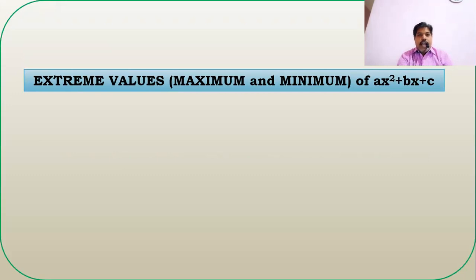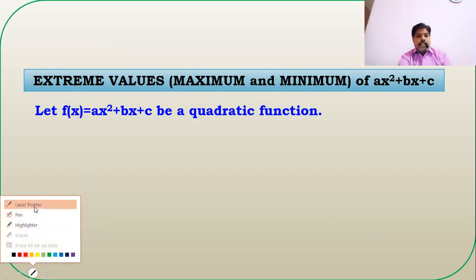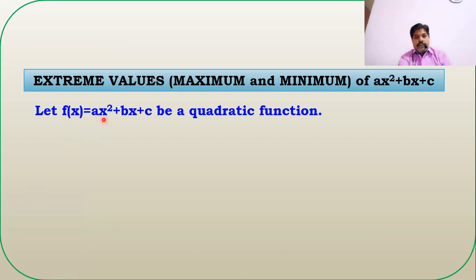So here I am giving some points, and the main points are here. I will explain the remaining terms in the next slides. Okay, so see that first. Let f of x is equal to ax square plus bx plus c be a quadratic function. Here two cases will arise. It depends upon the x square coefficient.